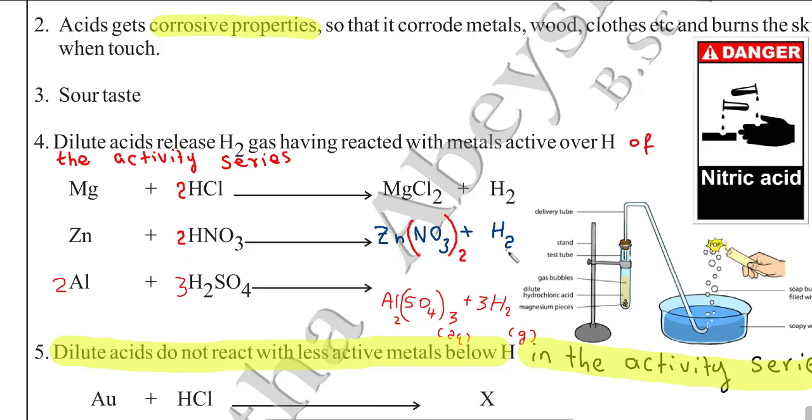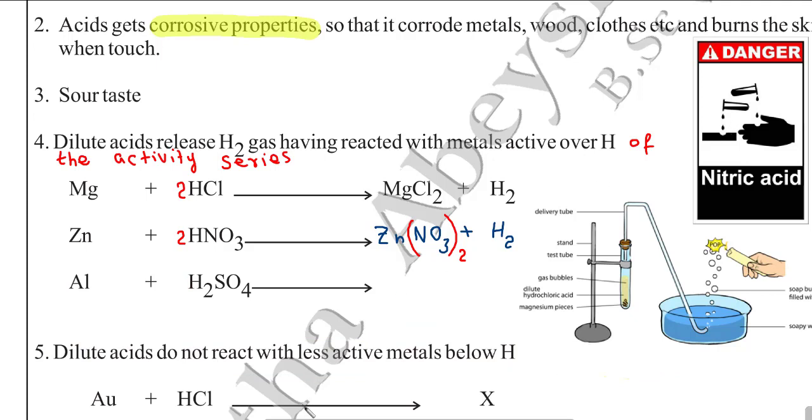In that case it is balanced. Already 2 nitrate groups are here. Aluminium plus sulfuric acid. Let's discuss it. Then aluminium attacks here. Aluminium joins with SO4. Then these 2 hydrogen remain here.